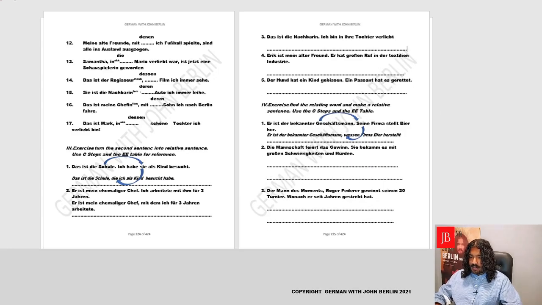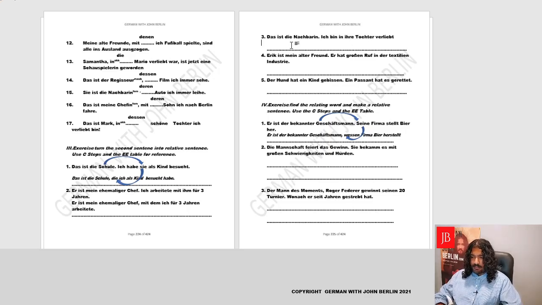It says, das ist die Nachbarin. Ich bin in ihre Tochter verliebt. That is the neighbor, female neighbor. I am in love with her daughter. So let's find out the relating words. It's die Nachbarin and in her daughter. So we need to replace in her daughter with a relative pronoun.